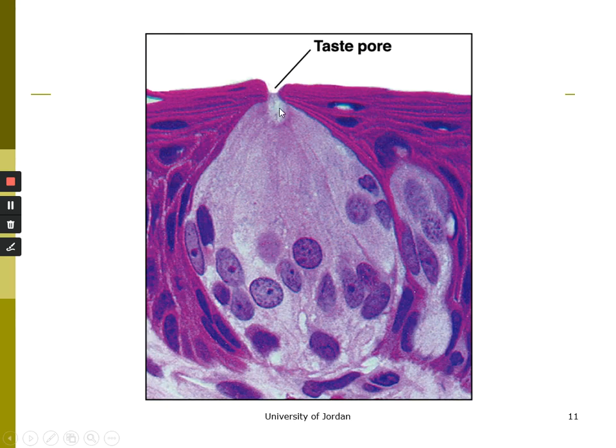This is the taste bud, which has hairs coming from these cells. These are the cells that are the receptors for taste.